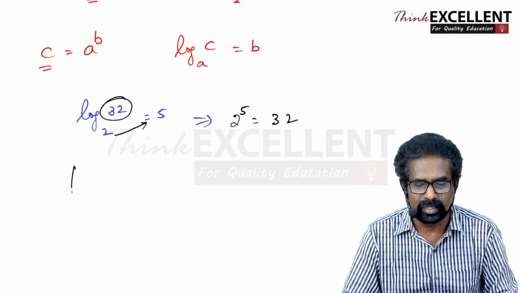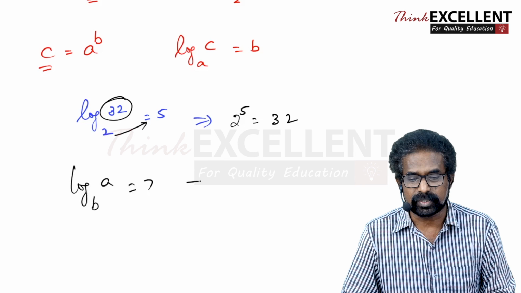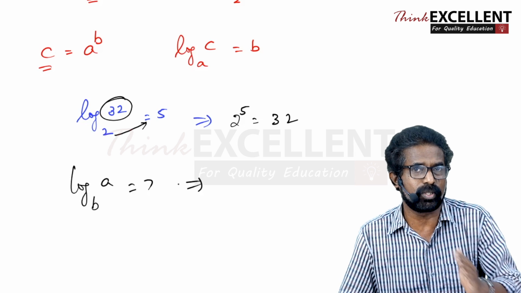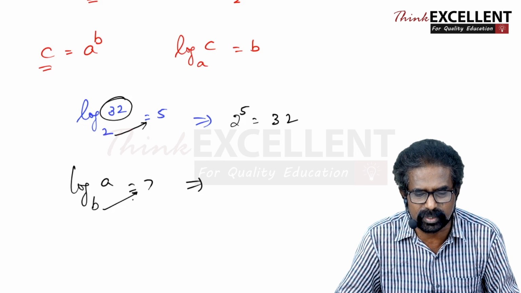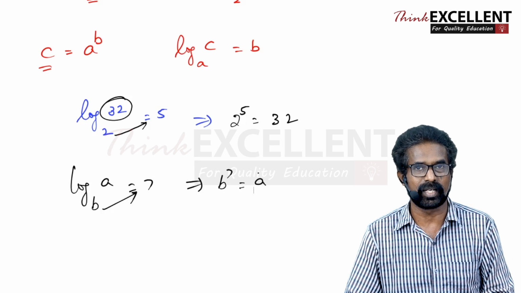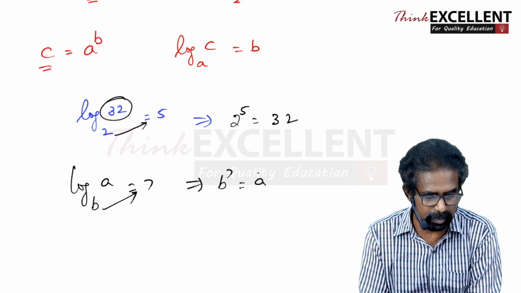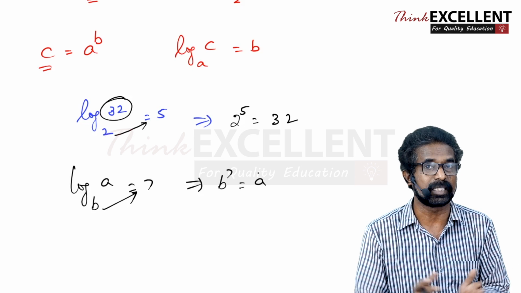See another example. Log a to the base b equal to 7. You start from the base, go across, b raised to 7 equal to a. I'm sure now you are thorough with how to change exponential to logarithmic and logarithmic to exponential.